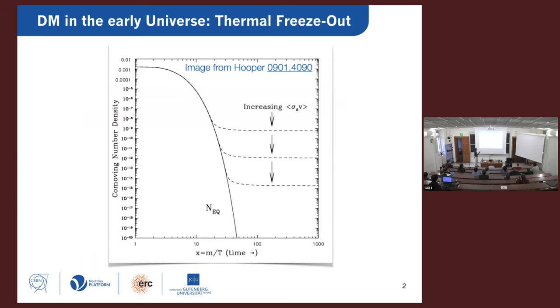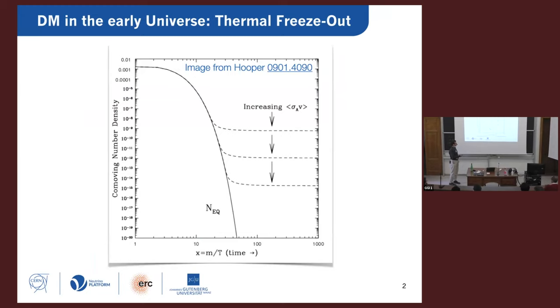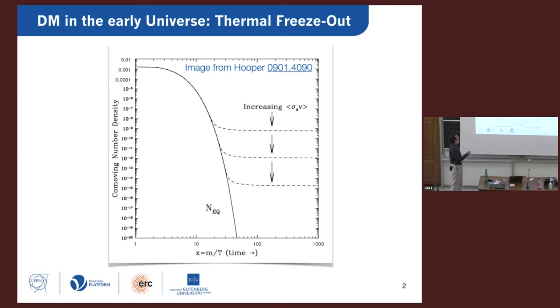This is a plot that you've probably all seen, where on the horizontal axis is plotted the dark matter mass over temperature, which is just a measure for cosmological time, and on the vertical axis we have the co-moving number density of dark matter. Initially it's constant while dark matter is relativistic. Then as the universe cools below the mass of the dark matter, its abundance decreases just because of Boltzmann suppression. And then at some point, interactions between dark matter particles become so rare that they cannot annihilate efficiently anymore, and the dark matter abundance at that point freezes out.